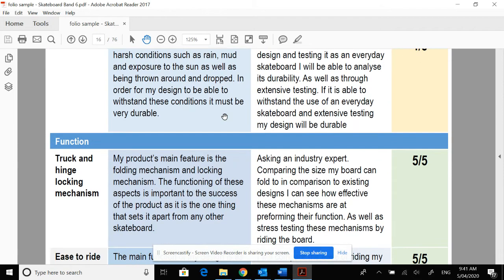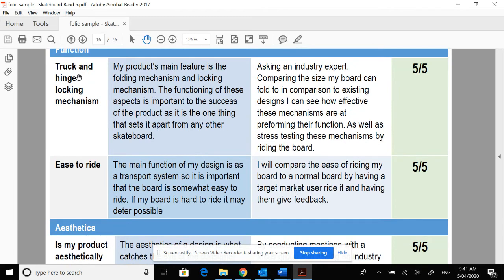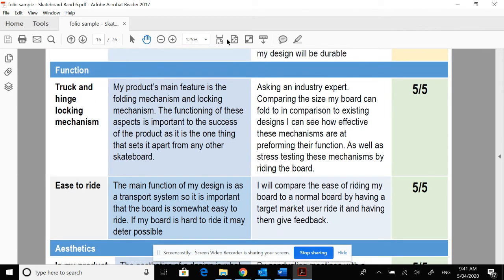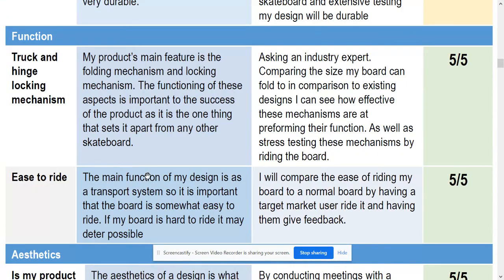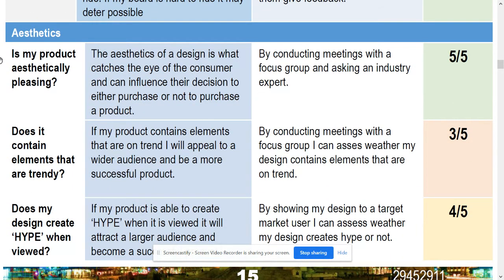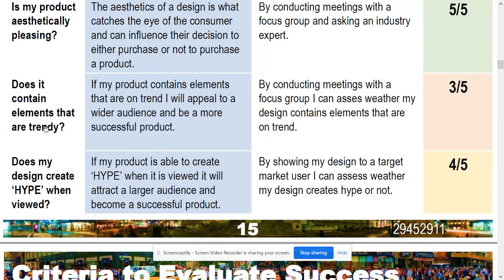The durability is going to be important. The function is breaking that down a little bit more. The hinged locking mechanism was important to this. Was it easy to ride? There could probably be more in there, but there's a couple of relevant criteria. The aesthetics: is it aesthetically pleasing? Is it on trend? Like designing anything, you want it to be on trend. You want it to be something that someone wants, that your target market's interested in.